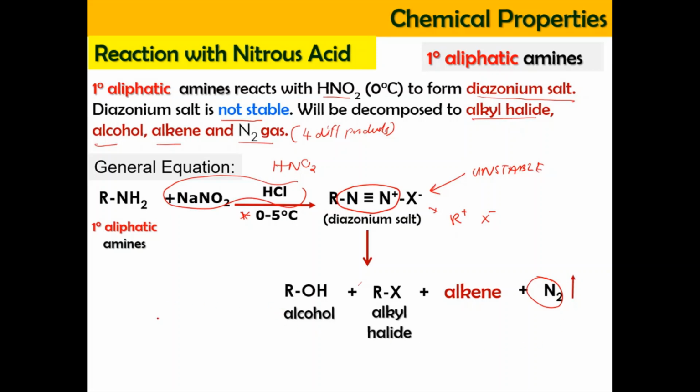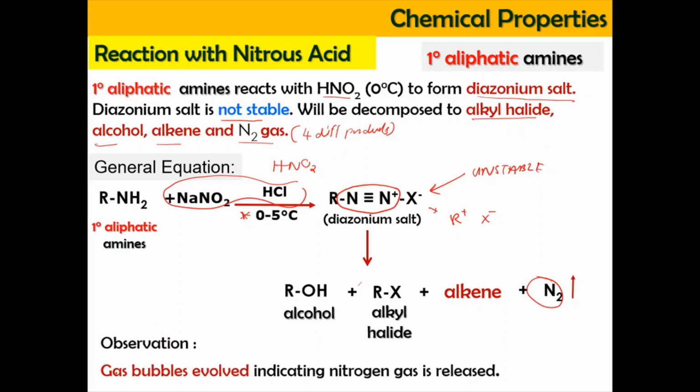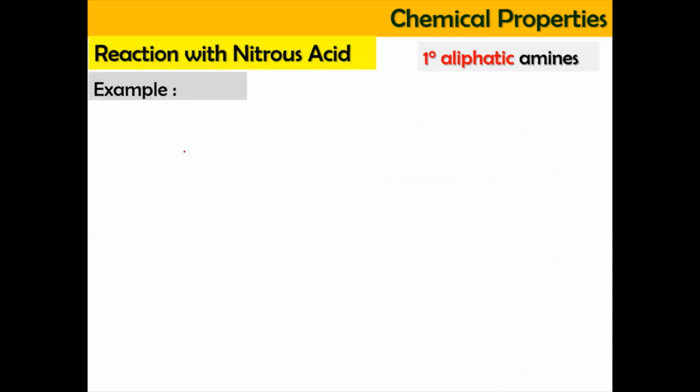Okay, and as for the observation, you can say that the gas bubbles evolve, because there is going to be bubbling in the beaker at low temperature, and this indicates that nitrogen gas is being released. Okay, so now let us look into the same example using a primary aliphatic amine.